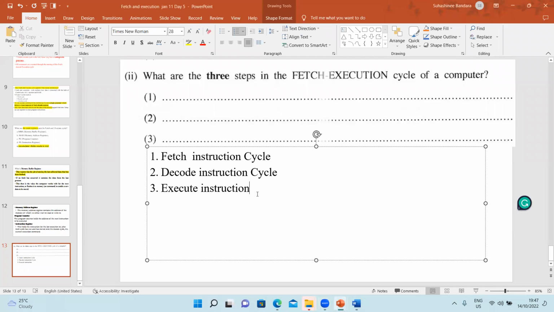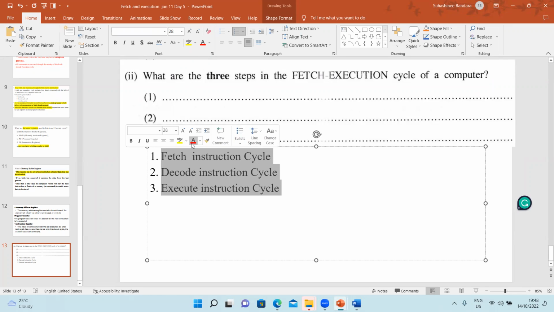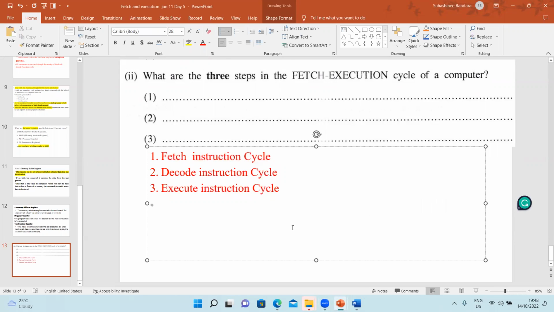For this question, fetch instruction cycle, decode instruction cycle, execute instruction cycle should be there in order. If the order is not there, minus 1. So if everything is correct, you will get 3 marks. Okay, so that is the end of the fetch execution cycle.